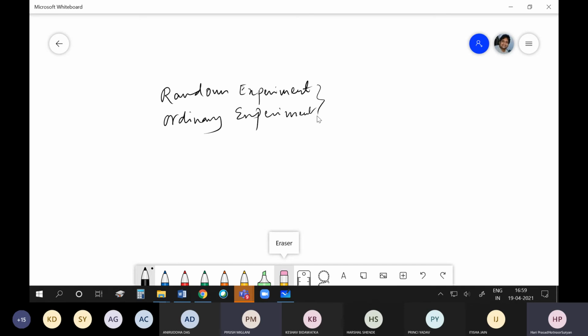A random experiment is one whose outcome cannot be determined before the experiment. But you know the outcome, what are all the possible outcomes? Then what is an ordinary experiment? Like, we have an idea of what could be the output of that. You are correct, actually. Very good. Basically, in a random experiment, we know all the possible outcomes.